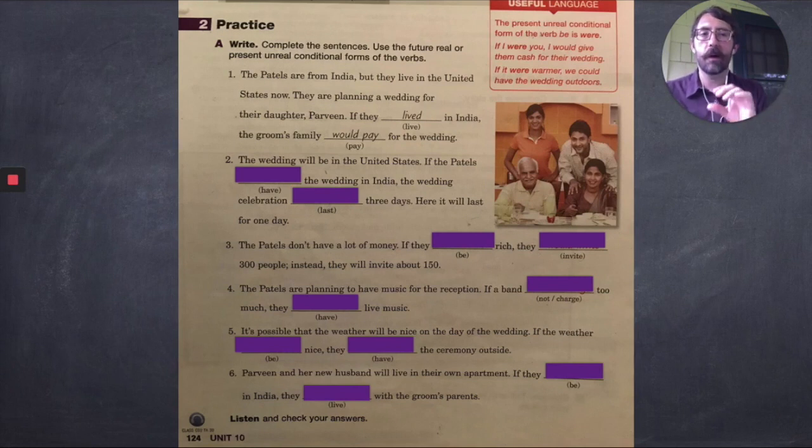This is not a possible sentence. It's unreal, not possible, because the Patels don't live in India anymore. They live in the United States. So we're going to use the present unreal. So if they lived, past tense, in India, the groom's family would pay for the wedding. But they don't live in India, so this is not a possibility. Hopefully that will help clear that up.